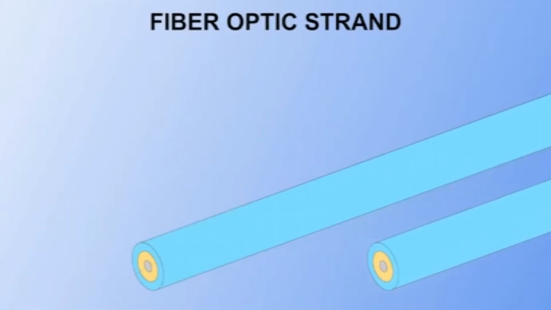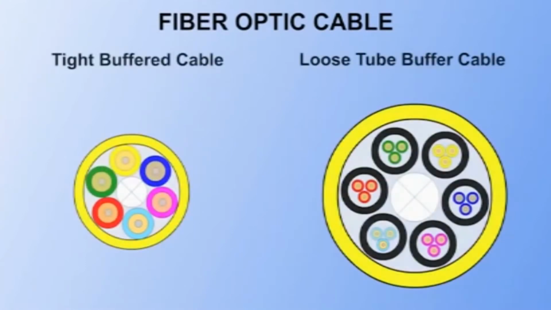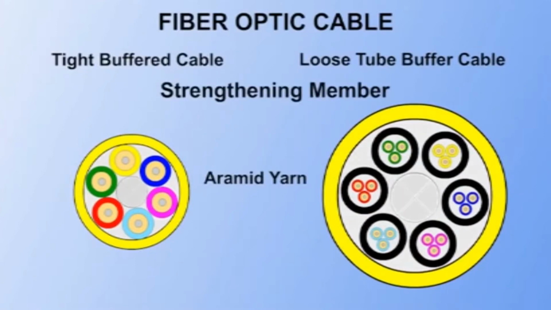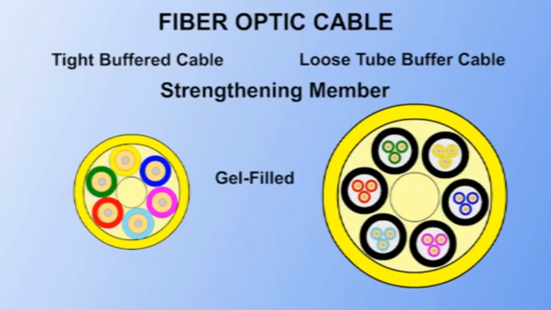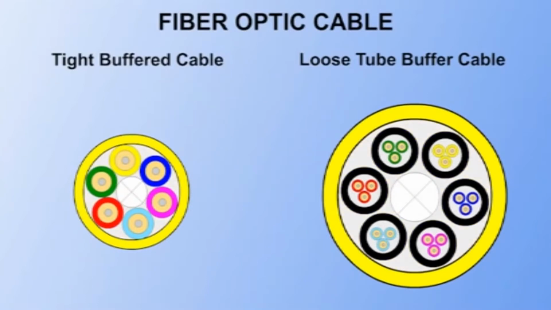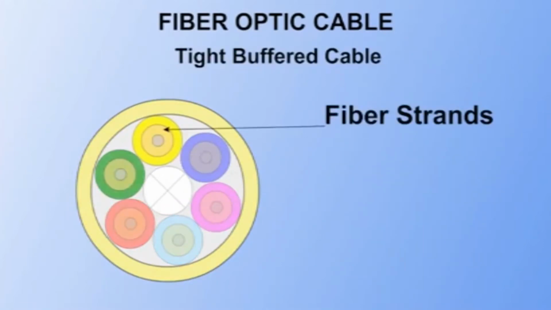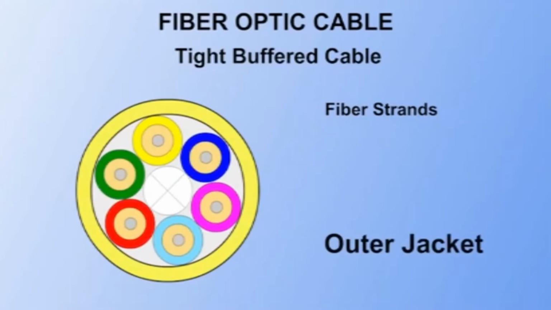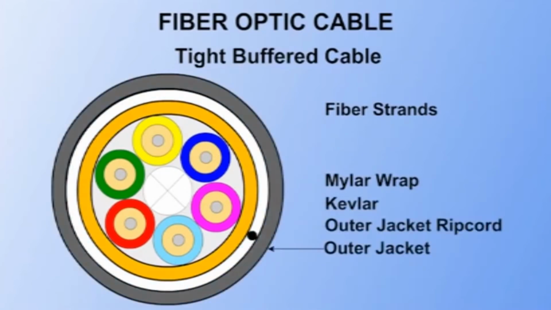Fiber optic strands are typically bundled into a cable. These strands can be grouped as either tight or loose buffered cables. Both types of cables contain some type of strengthening member, such as aramid yarn, stainless steel wire strands, or gel-filled sleeves. They are, however, designed for different environments. A tight buffered cable consists of one or more bundled fiber strands covered by an outer jacket. Often the outer jacket contains multiple layers to add structure to the cable and provide water resistance.